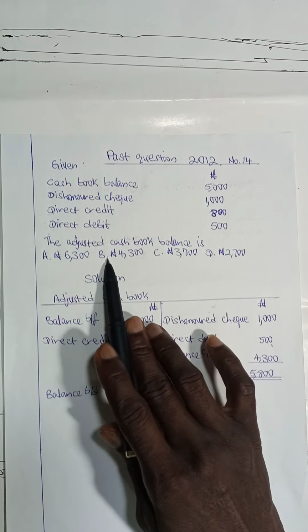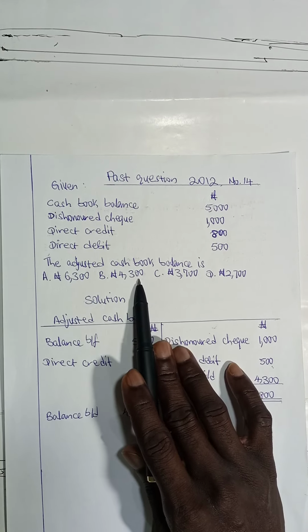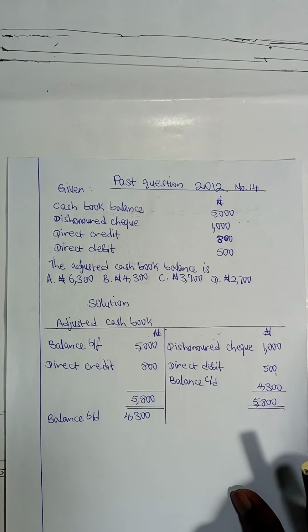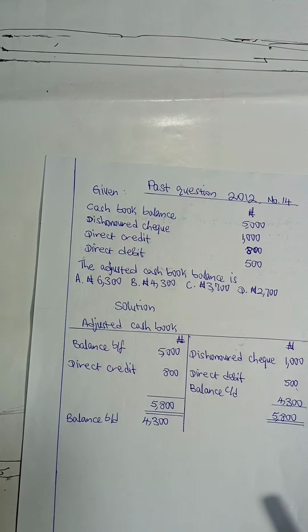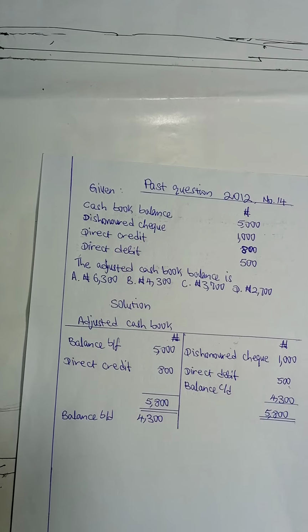So our answer here is B. The adjusted cash book balance is 4,300 naira. So let's look at another question. Maybe we should solve another question here.